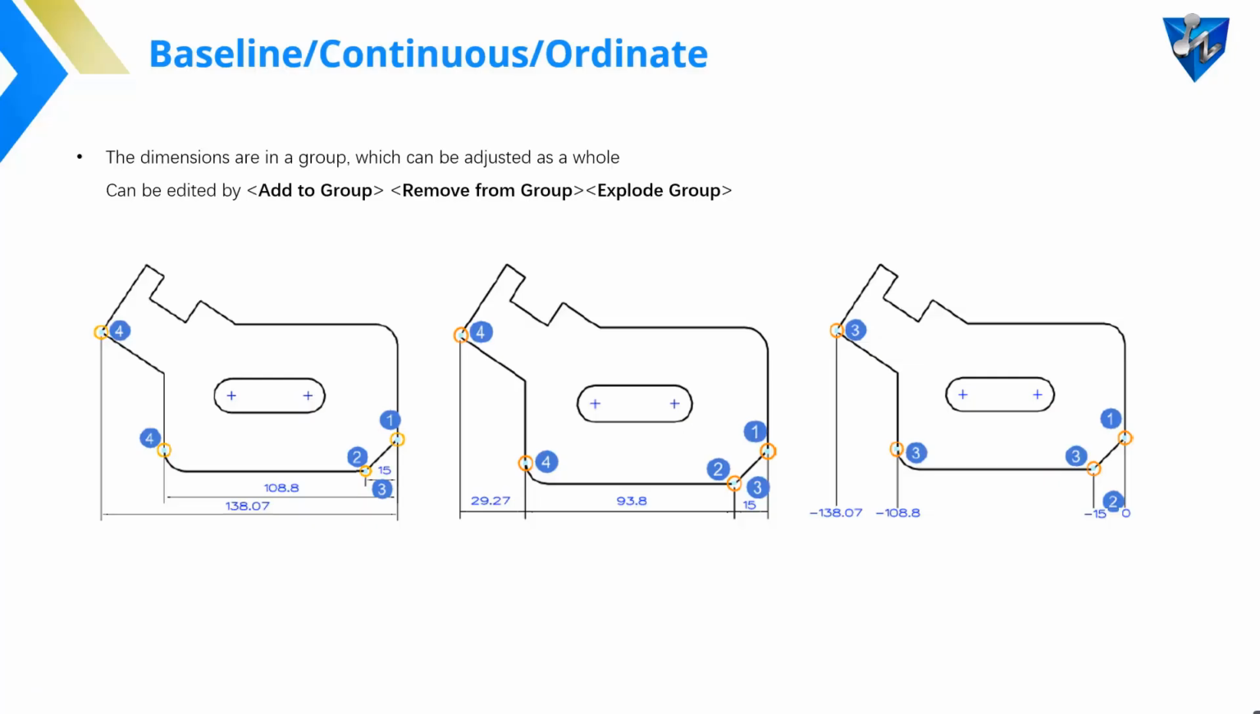Okay, let's continue to learn about the baseline, continuous, and ordinate dimensions. These three commands can create the dimensions in a group, which means we can adjust the dimensions as a whole. And it can also be edited by add to group, remove from group, and explode group. So let's check inside the software.